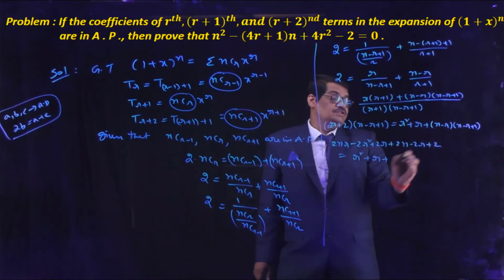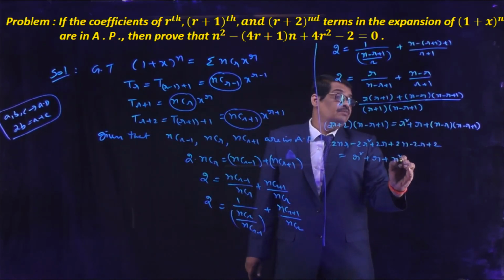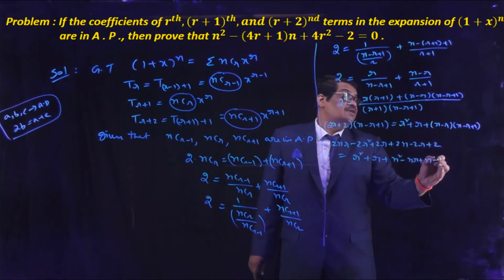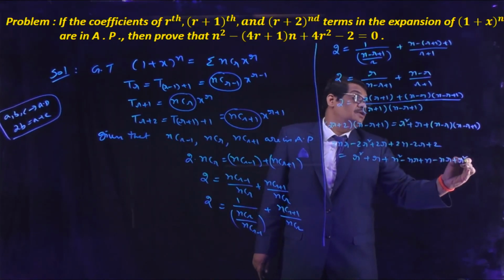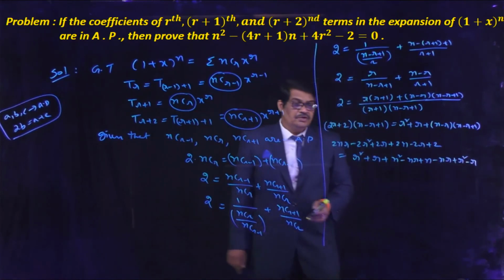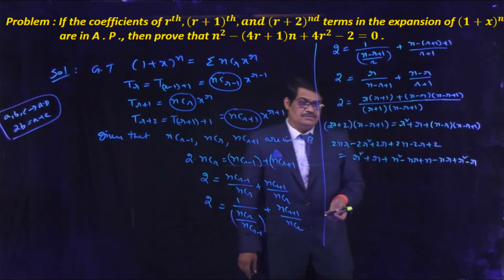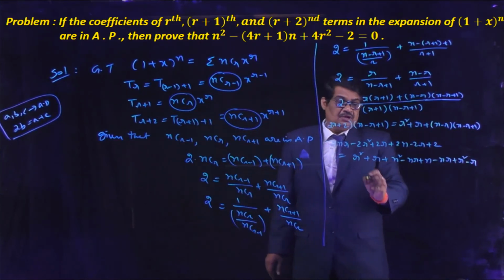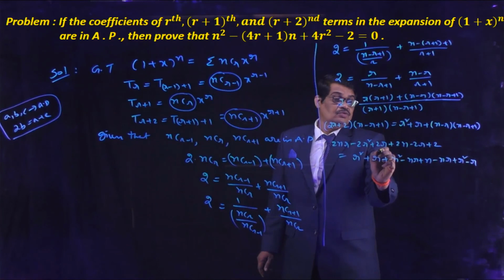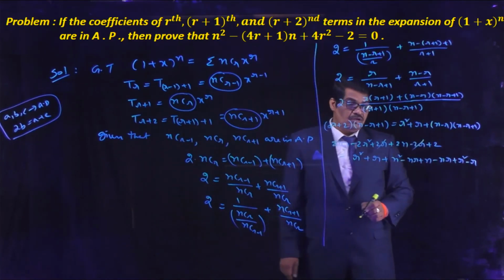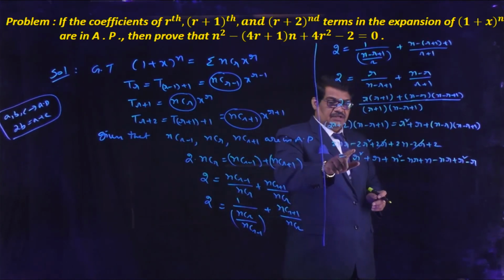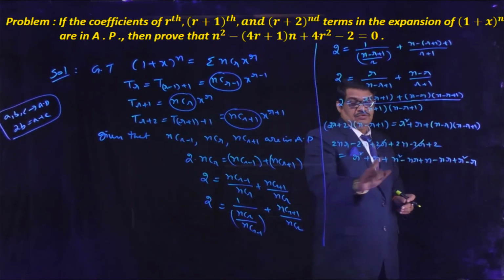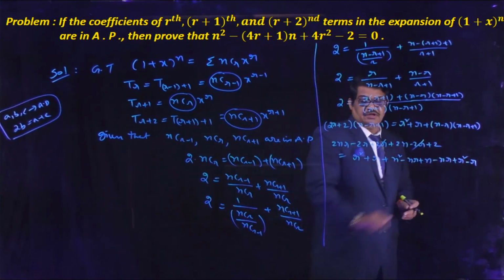We are multiplying these two terms: n with n is n square, minus nr, plus n, and multiplying by minus r: minus nr, minus of minus is plus r square, and minus r into 1 is minus r. Okay, now what terms will be cancelled? Here 2r minus 2r will be cancelled. The remaining terms are 2nr, minus 2r square, plus 2n plus 2. Here r square and r square, that is 2r square.